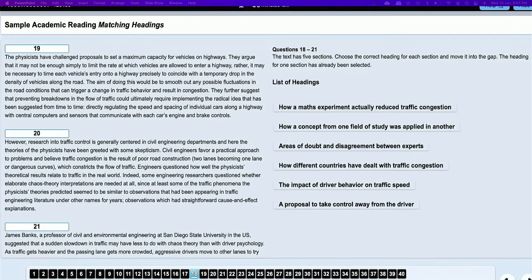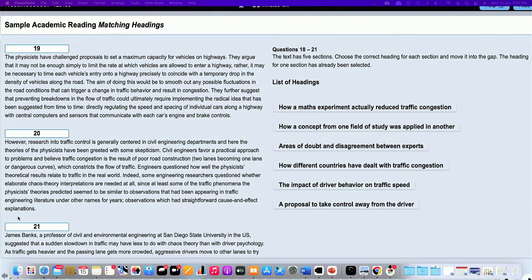How about computer-delivered testing? So you see on your right the headings and on the left the text, and there is a gap, like you see the number 19, 20, 21. So what we have to do, from the list on the right, you drag the heading to the gap 19 or maybe 20. So you can drag the first one, how a math experiment actually reduced traffic congestion, or maybe how a concept from one field of study was applied in another, or maybe areas of doubt and disagreement between experts. So you see there's a list of headings.